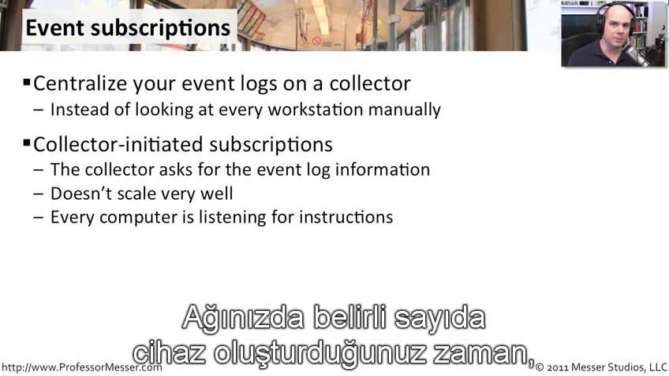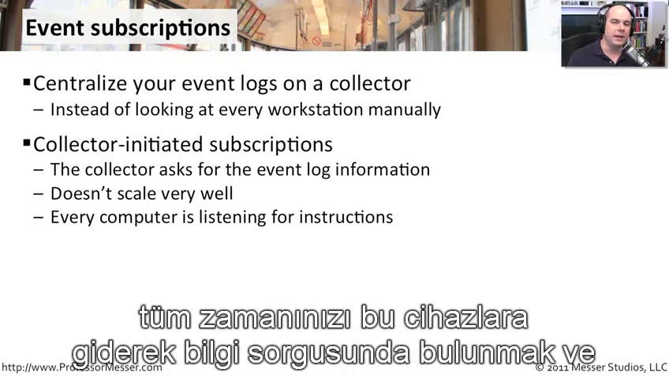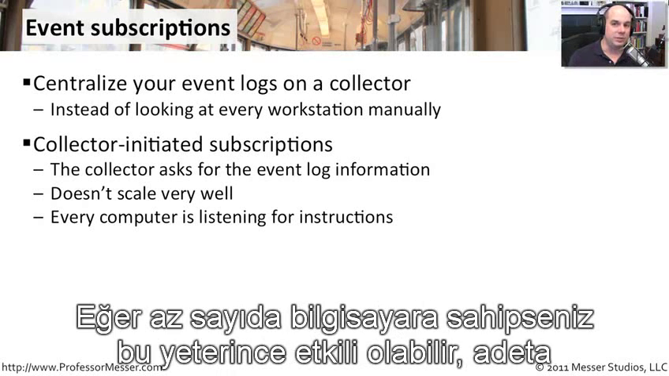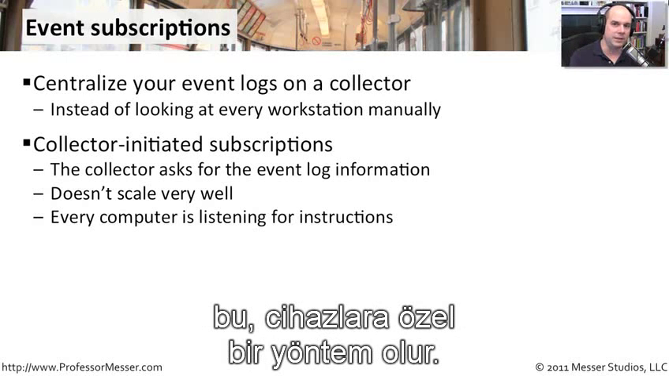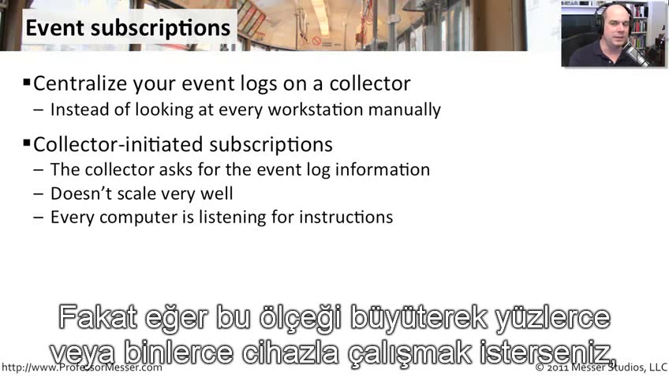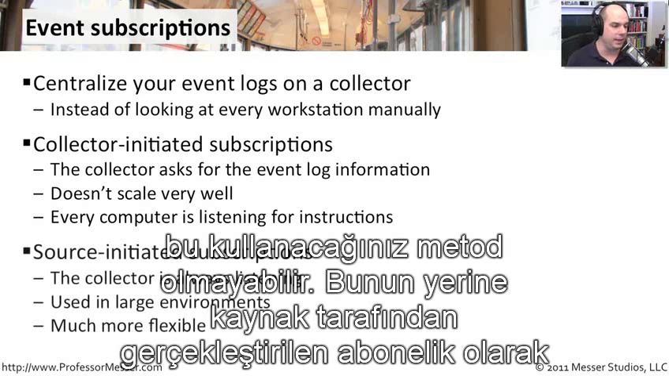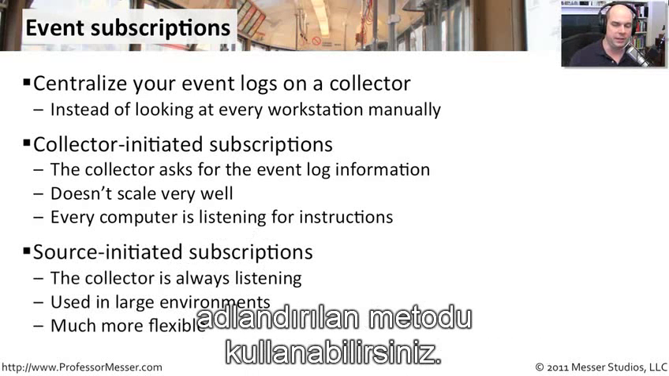Once you get up to a certain number of devices on your network, you're spending all your time going out to those devices, asking for information, and then pulling that information back. If you have a small number of devices, that may be efficient enough. In fact, it's very specific to those devices. But if you wanted to scale up to have many hundreds or thousands of devices, this may not be the method to use. Instead, you may use a method called the source-initiated subscription.